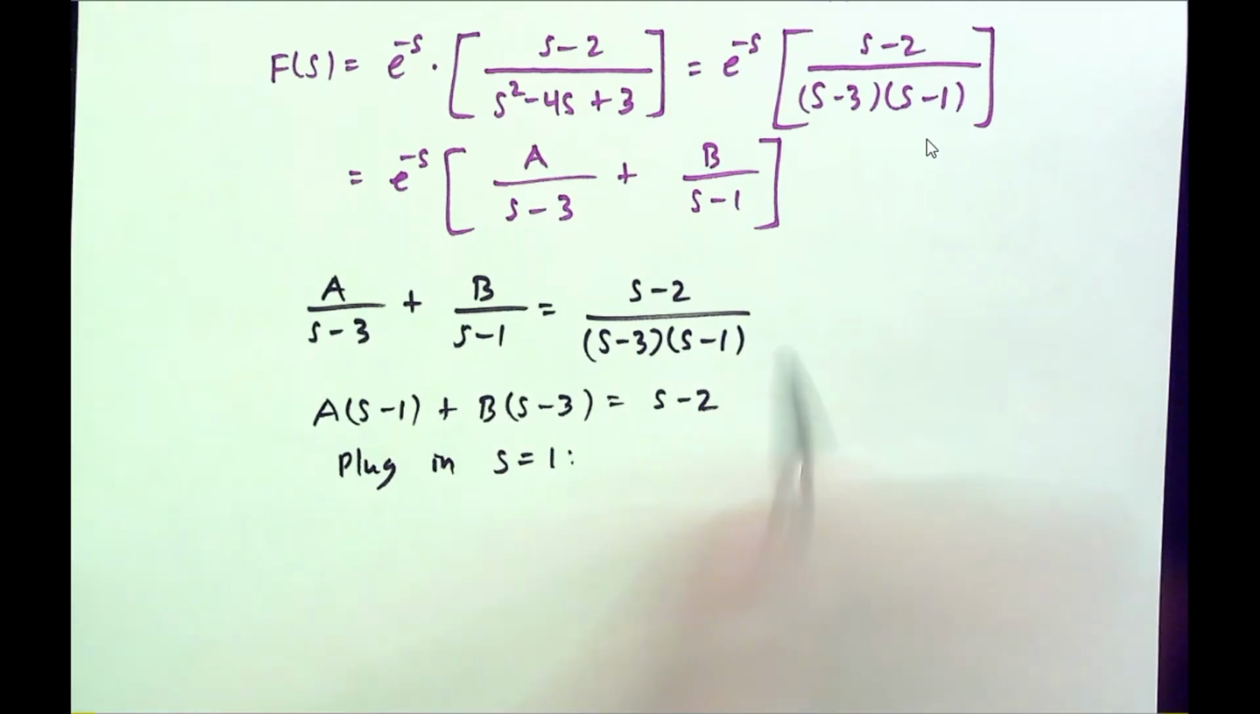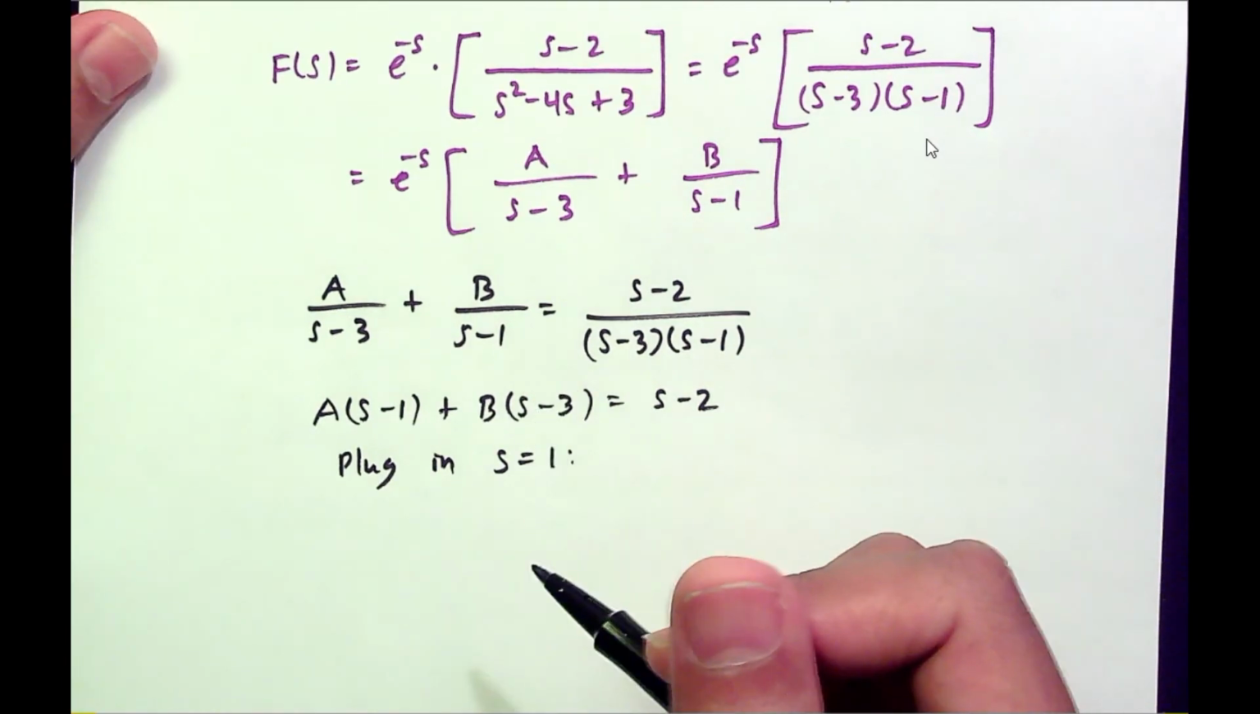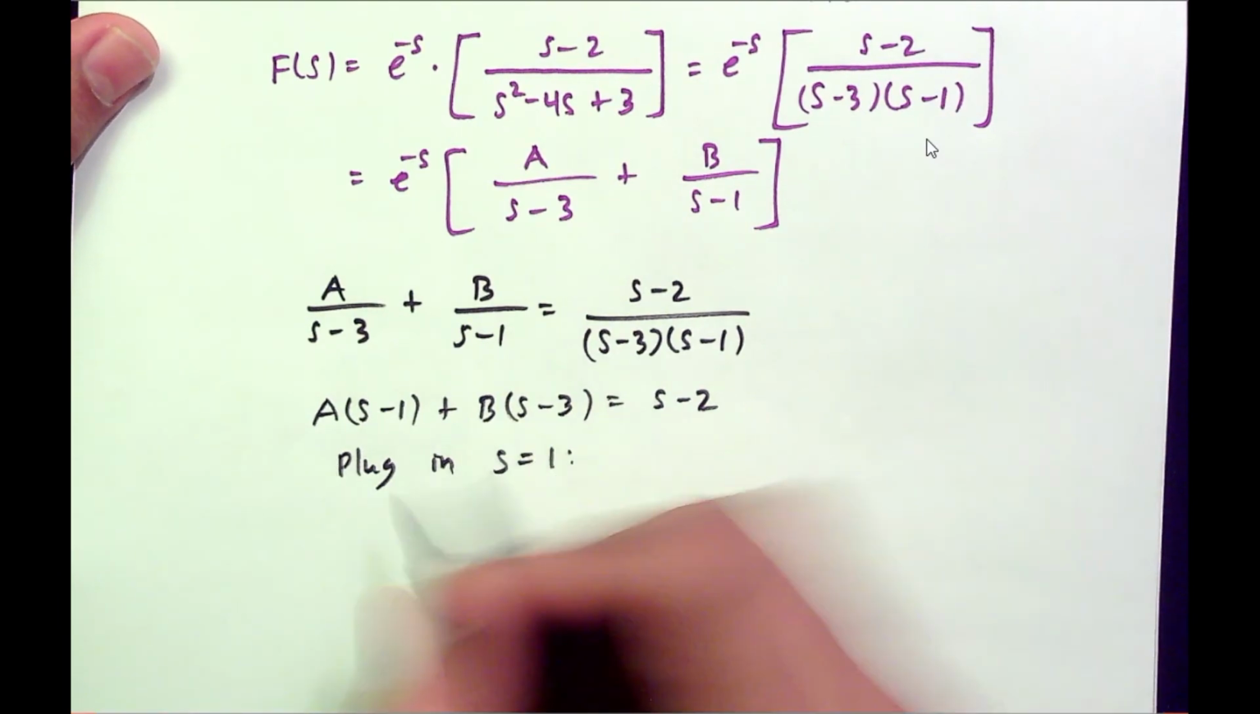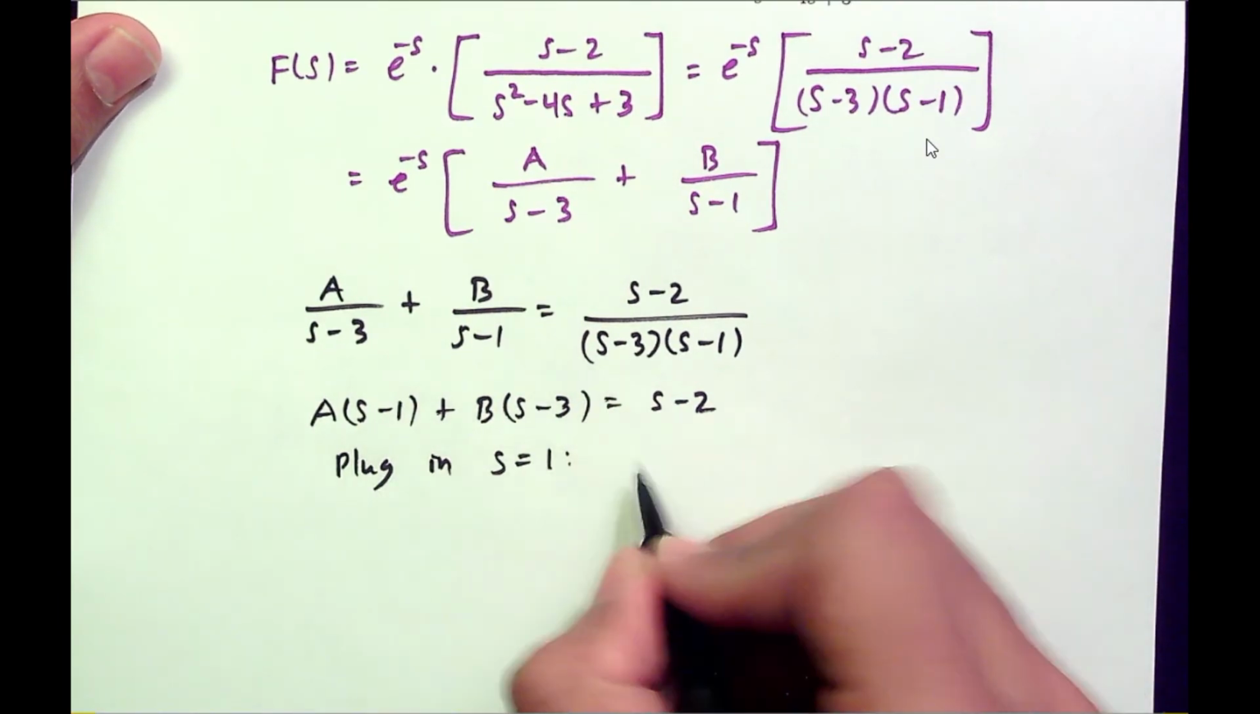And by the way, this method of figuring out what a and b are is called the Heaviside cover-up method. The same guy, Heaviside, that invented the Heaviside function, that introduced them in this theory, is the same guy that came up with this method. So this method is called the Heaviside cover-up method for partial fractions.